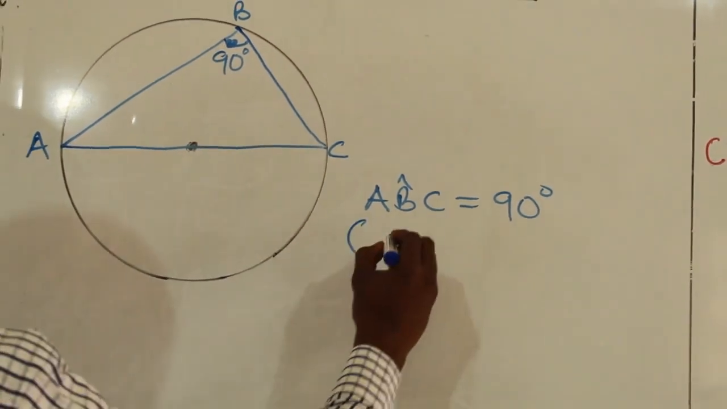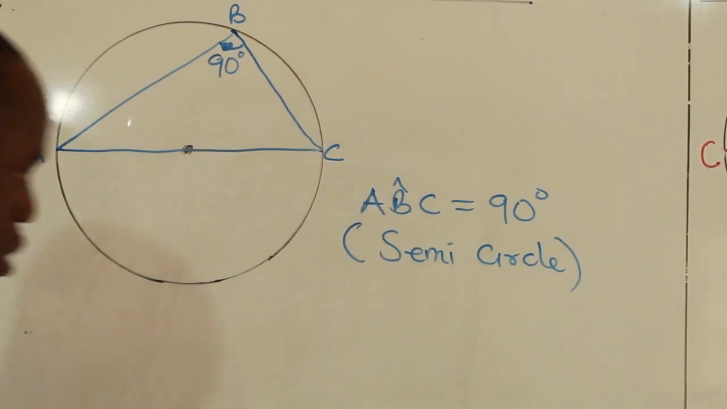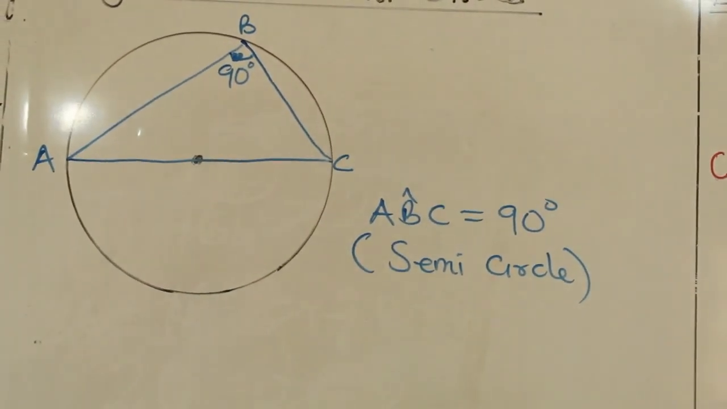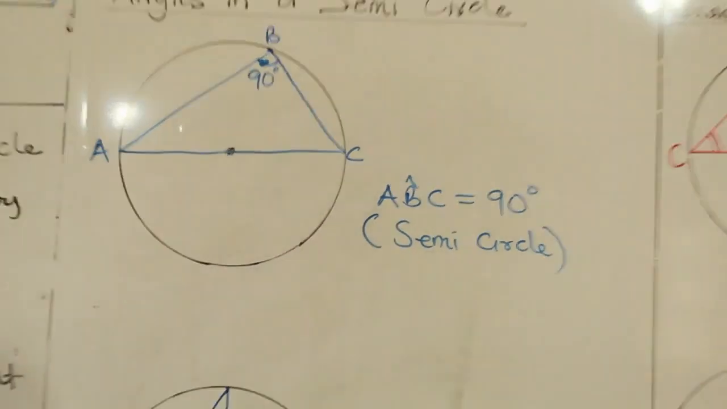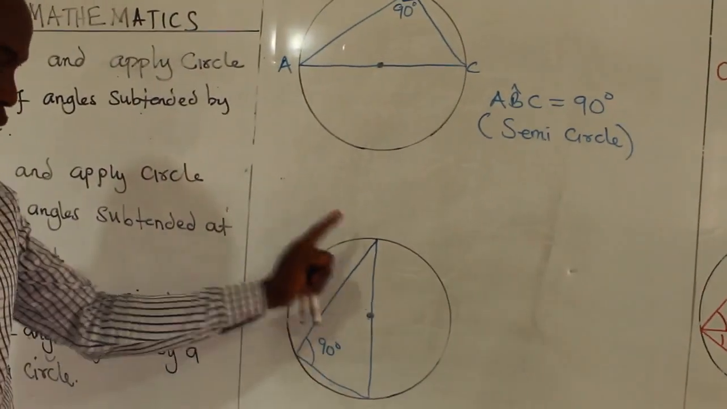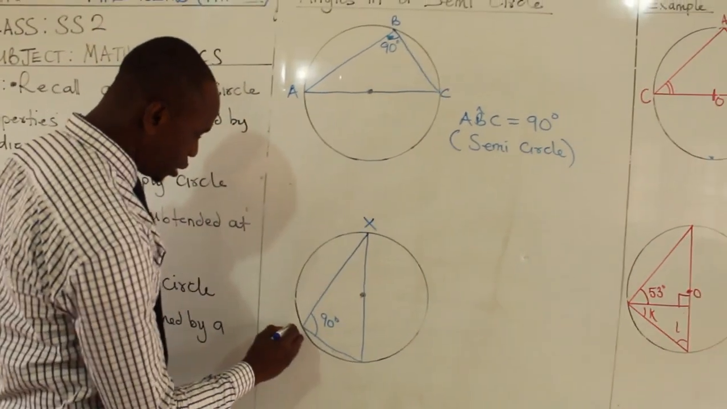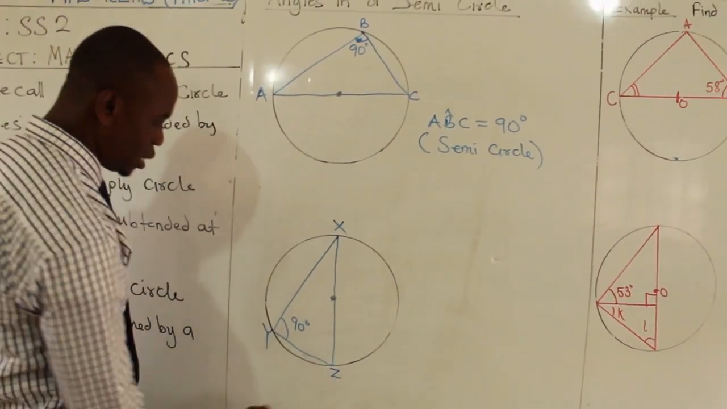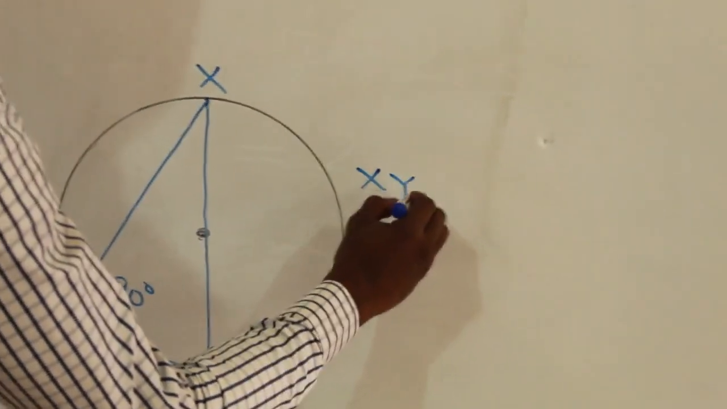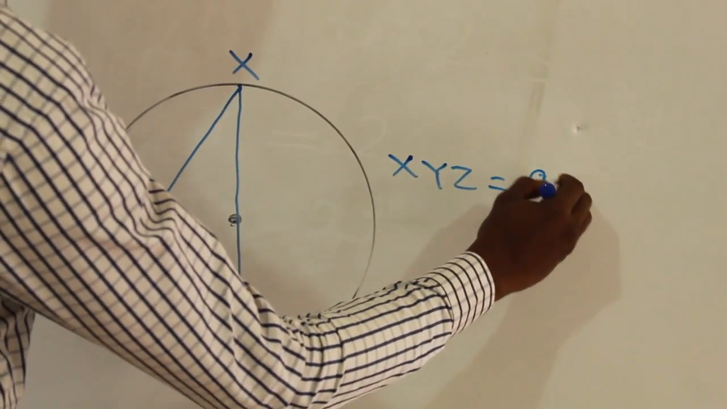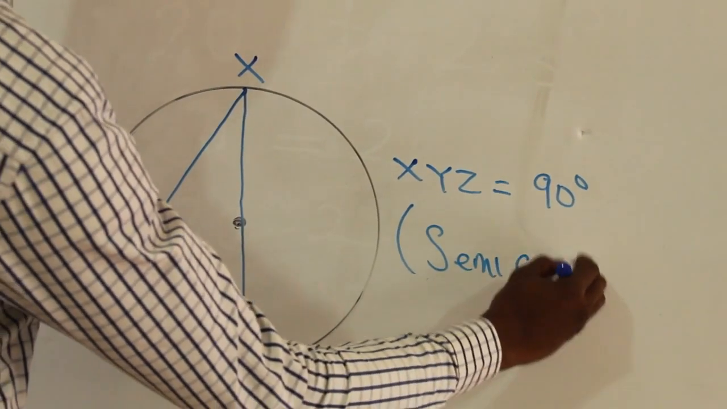And the reason is "angle formed in a semicircle" when solving in an example or a test or an exam. I have another circle that I've drawn here, and I've been able to form the 90 degrees. If this line is X and this part is Y and this other part is Z, then XYZ is also equal to 90 degrees, and the reason is still a semicircle.